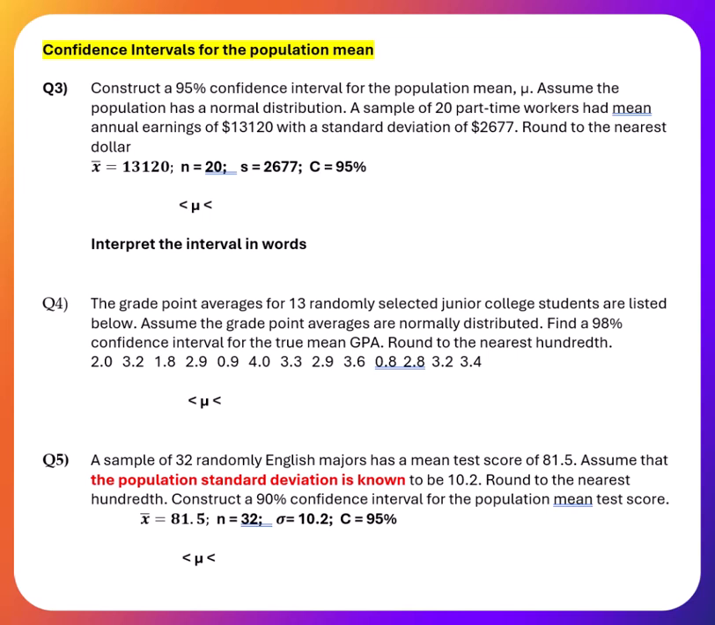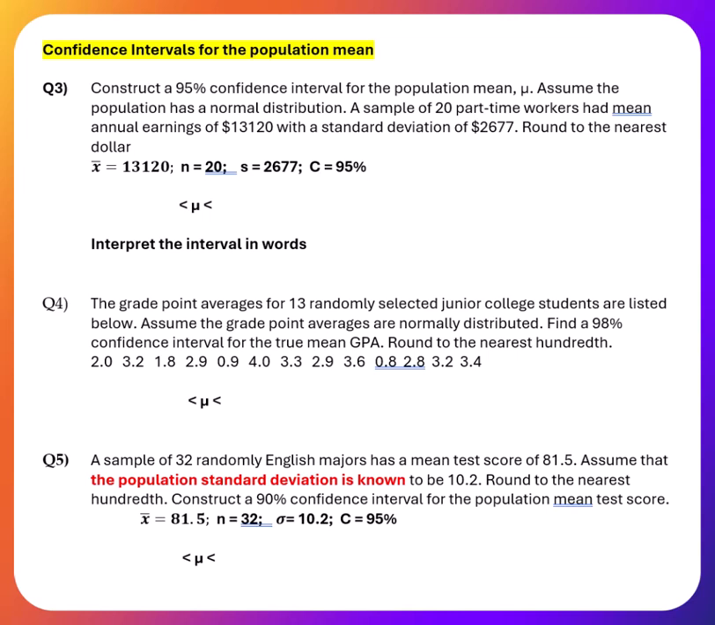So this question 3. This is a continuation of the previous video that touched on the confidence interval for the population proportion. Now the remaining questions cover confidence interval for the population mean. Construct a 95% confidence interval for the population mean.